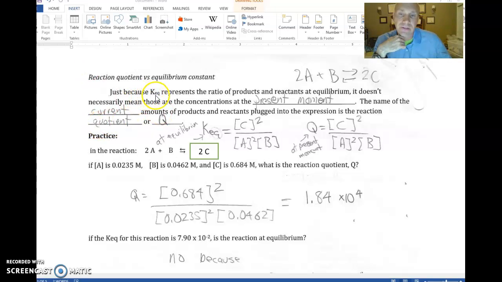So we talked about this equilibrium constant a lot in the past. In this video, we're going to talk a little bit about something very related to it, which is called the reaction quotient.